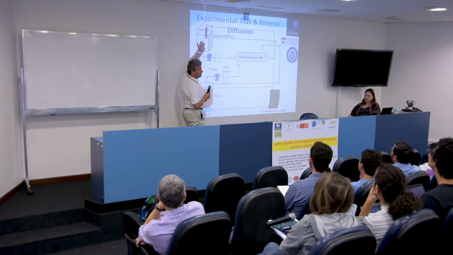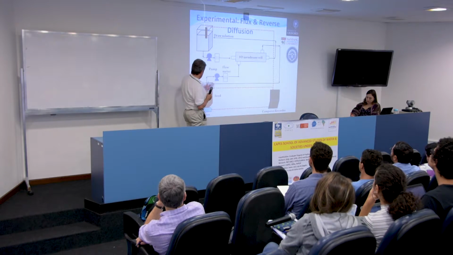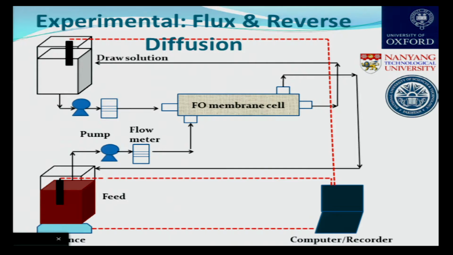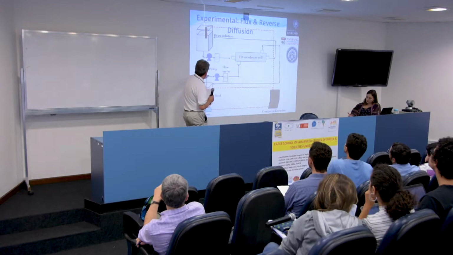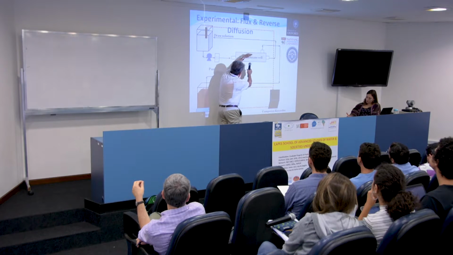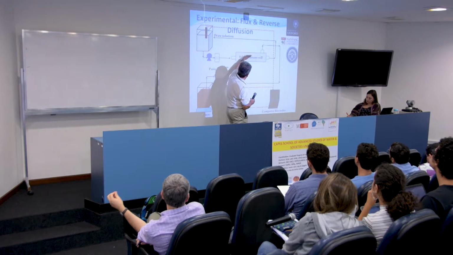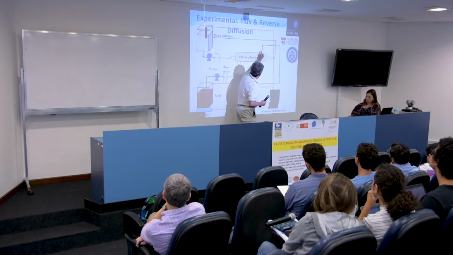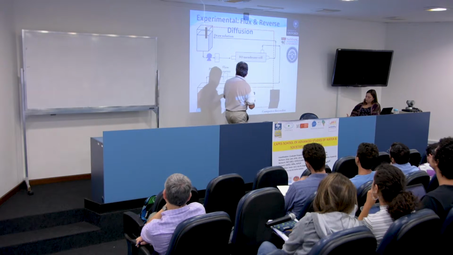So this is what's going to draw the water out. And I've also got a feed, so I've drawn it a sort of dirty brown color because it's wastewater. So this is really my sort of biotank. And again, that's being pumped into the membrane cell on the other side of the membrane. So the water's being drawn across, and then it's going to come back into the loop and back into the feed tank.